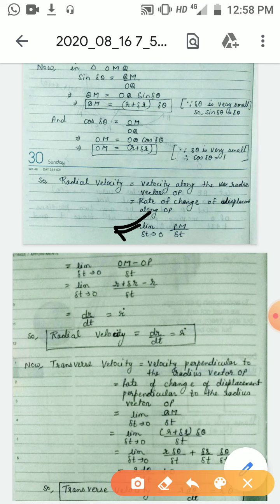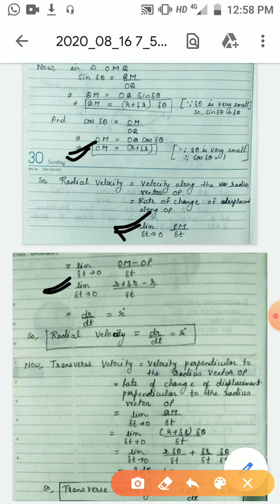PM can be written as OM minus OP. Substituting the value of OM from here, it is r plus delta r and OP is r. So limit delta t tends to 0 of (r plus delta r minus r) divided by delta t. After simplifying, we will get dr by dt, which can also be written as r dot. So radial velocity is dr by dt, equal to r dot.